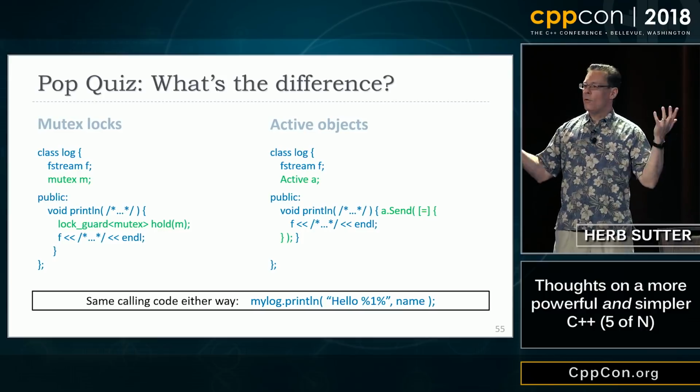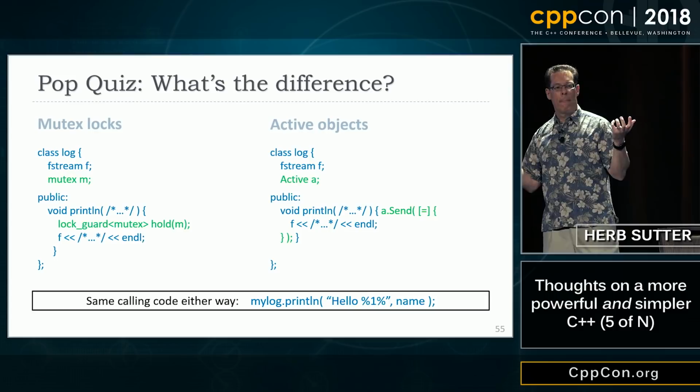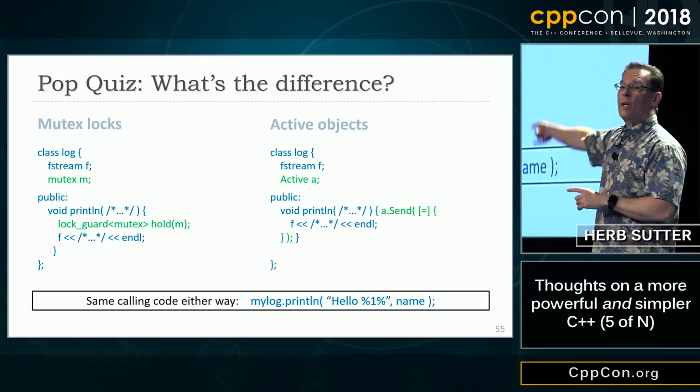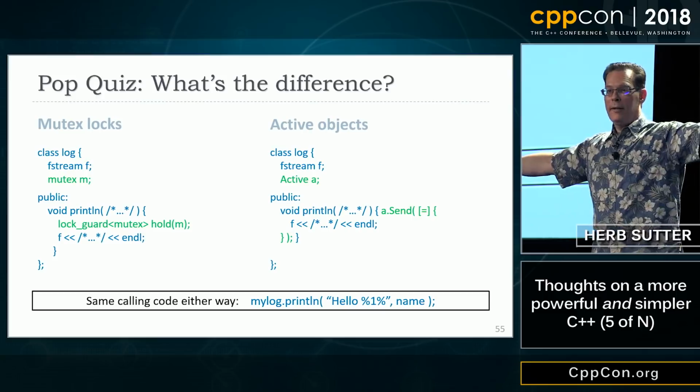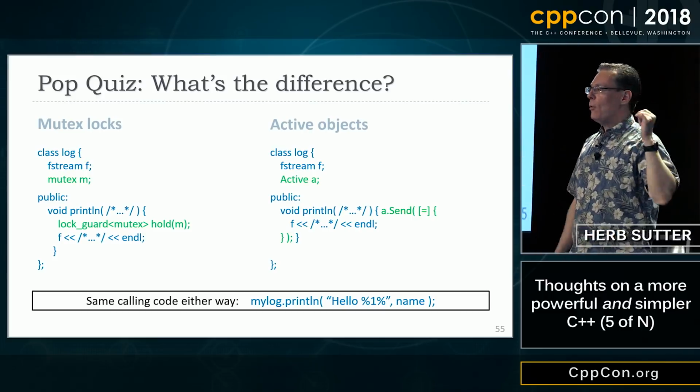What's the difference between those two? Just shout out any differences that you see in how they work. Left one's synchronous, yes. So what's the right one? Asynchronous. Which is more scalable?